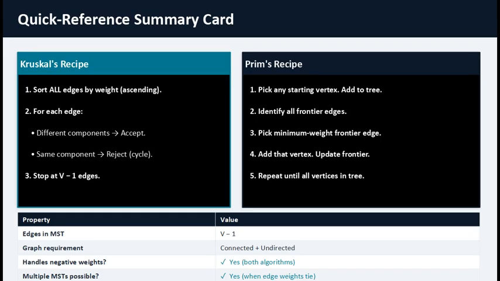An MST always has exactly V-1 edges. Both algorithms handle negative weights correctly. Multiple valid MSTs can exist when edge weights are tied. And all valid MSTs for a given graph share the same minimum total weight. Keep this card handy for quick review before your exam.